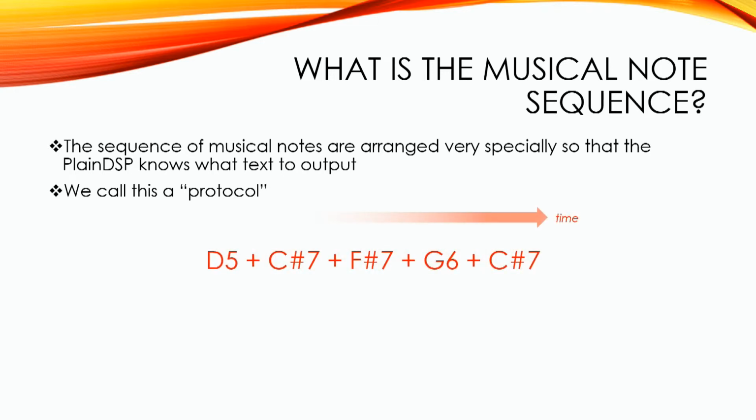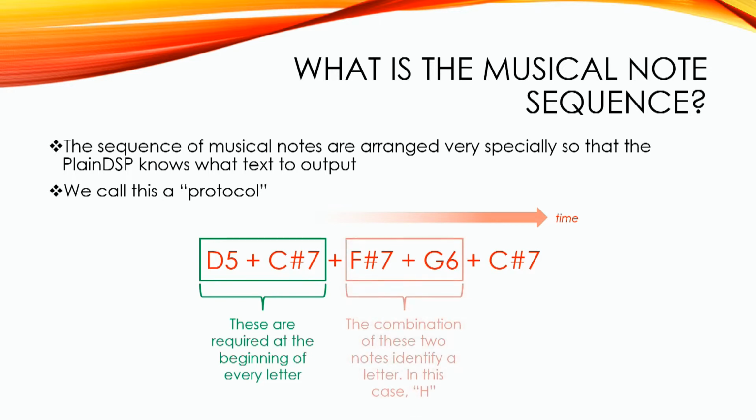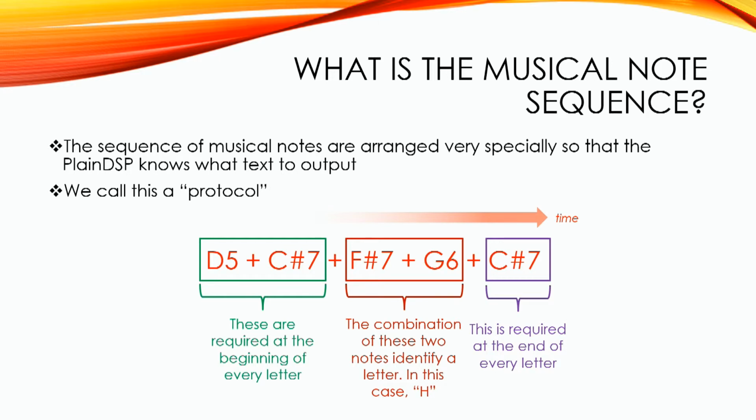So in this case we have 5 different notes. The first 2 notes are required at the beginning of every letter, or beginning of every message, if you will. The second 2 notes, the combination of them, identify a letter. So there's a list that shows which combinations of notes correspond to which letters or symbols, and we can show that later. And finally, C#7 is required at the end of every letter just to identify the end of a message. So again, that sounds like this.